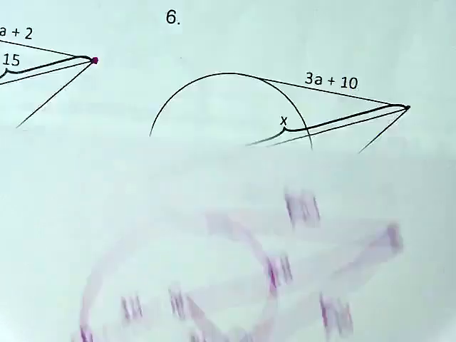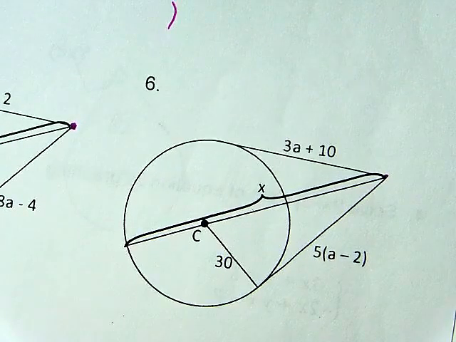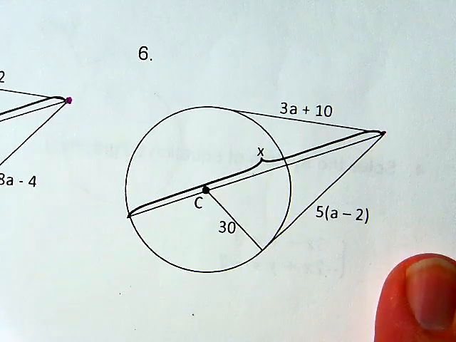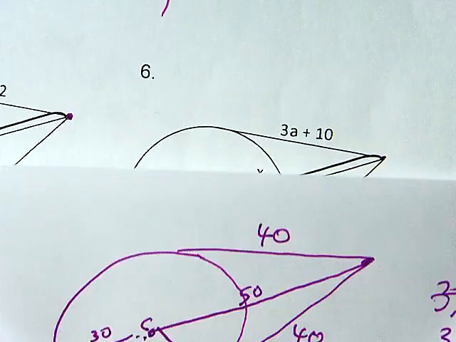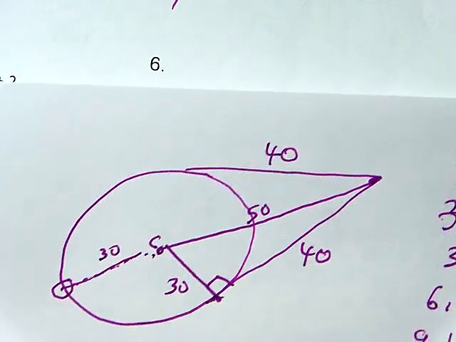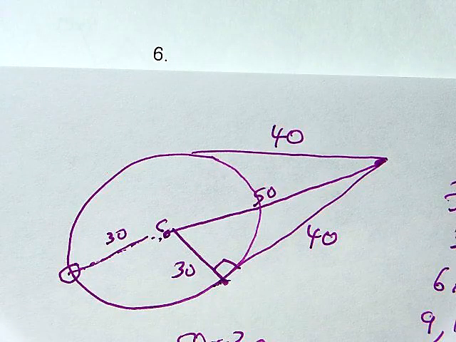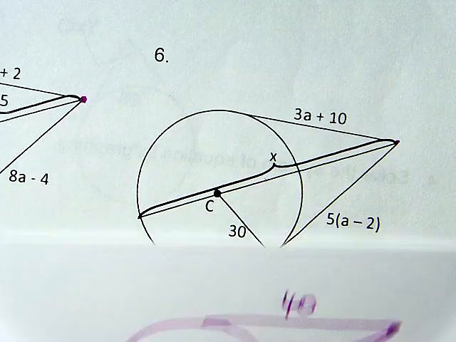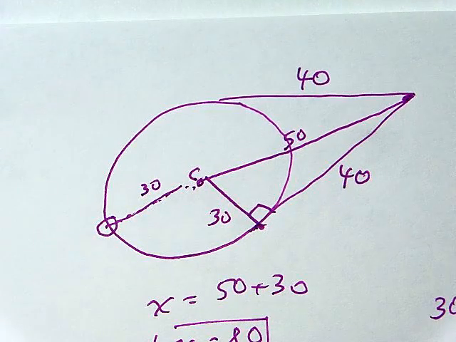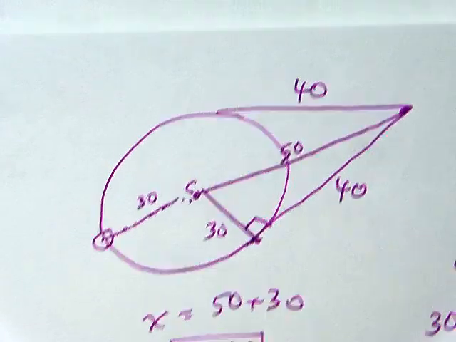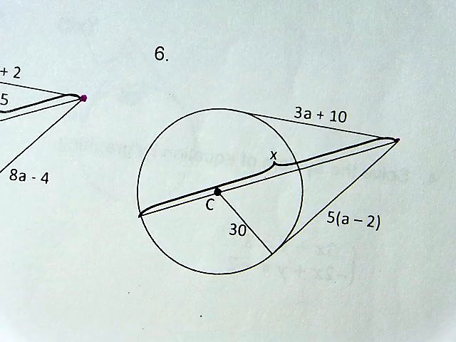So that is the answer for the last problem on the guided 10.10 guided practice. So this is what it looks like. We've got two tangents that are 40, a radius that's 30, a line segment from C to the external point that's 50, and then we added on a radius to make it 80.